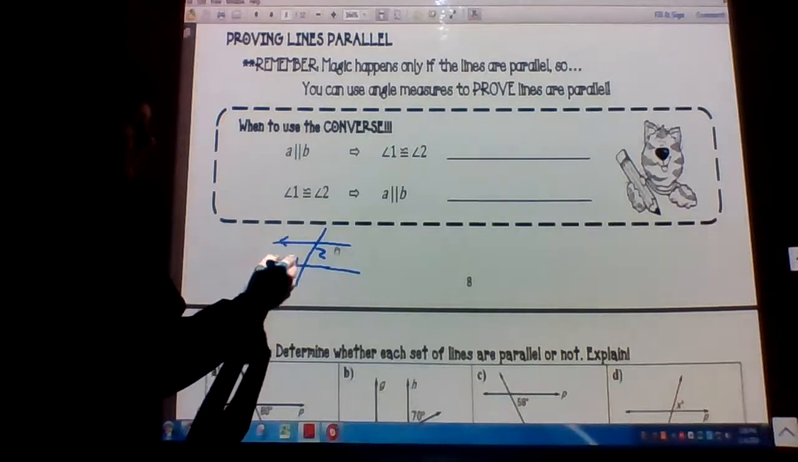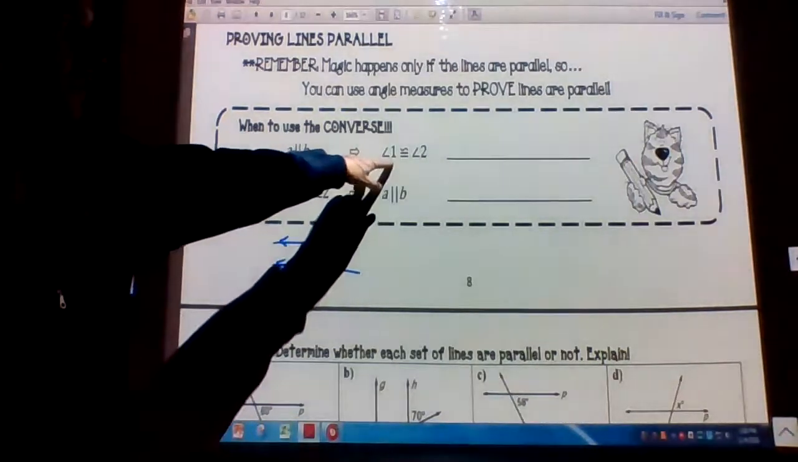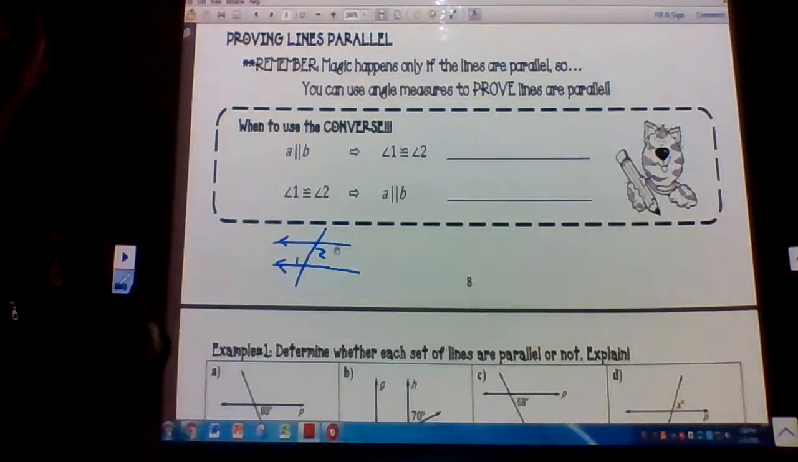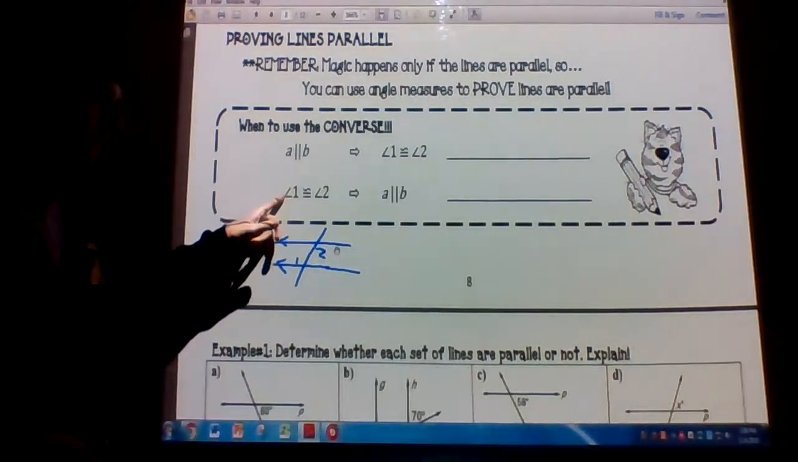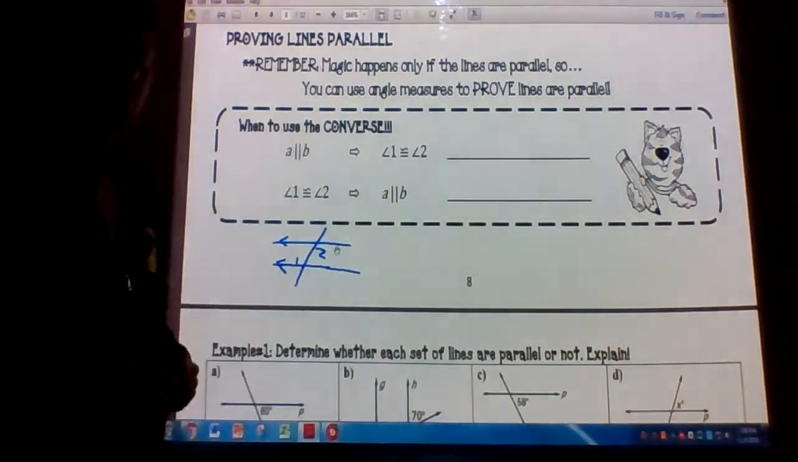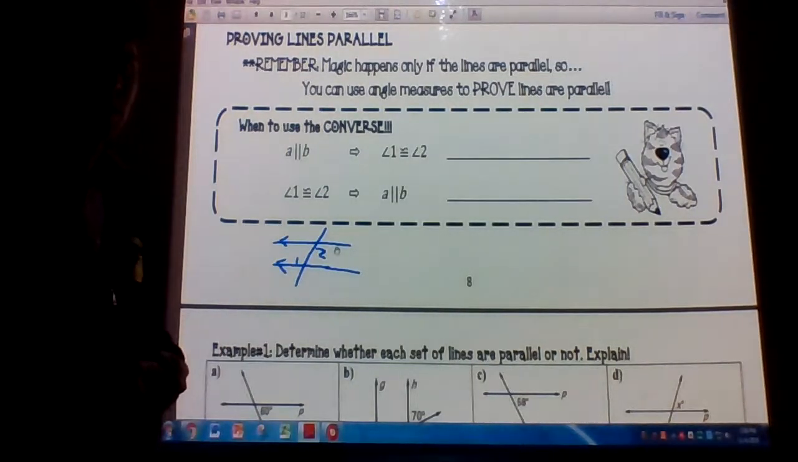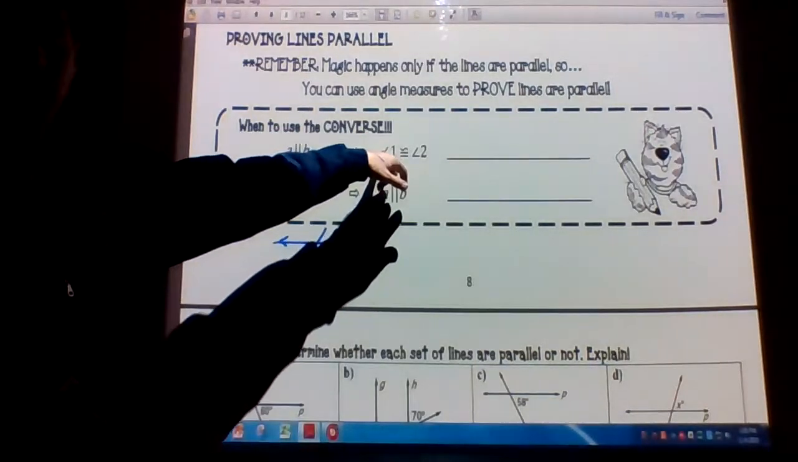the alternate interior angle theorem says if the lines are parallel, then the alternate interior angles are congruent. Okay, but we've said that the converse for these theorems are also true. So if the alternate interior angles are congruent, then the lines are parallel. Same thing for alternate exterior and corresponding, right? If the lines are parallel, then the corresponding angles are congruent.